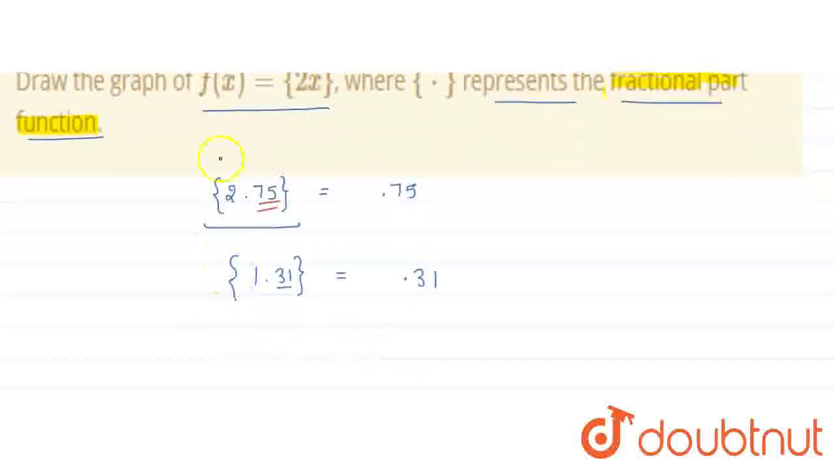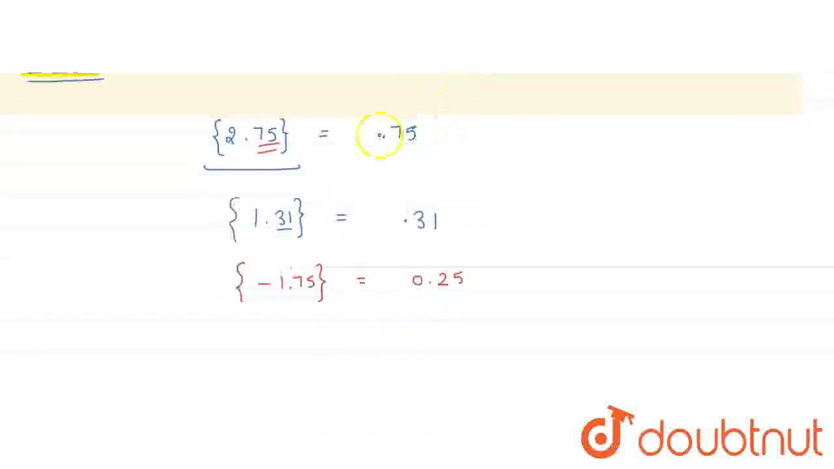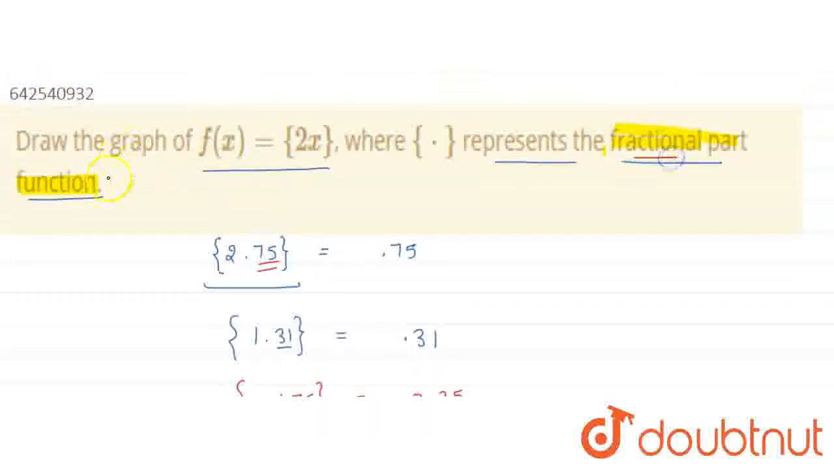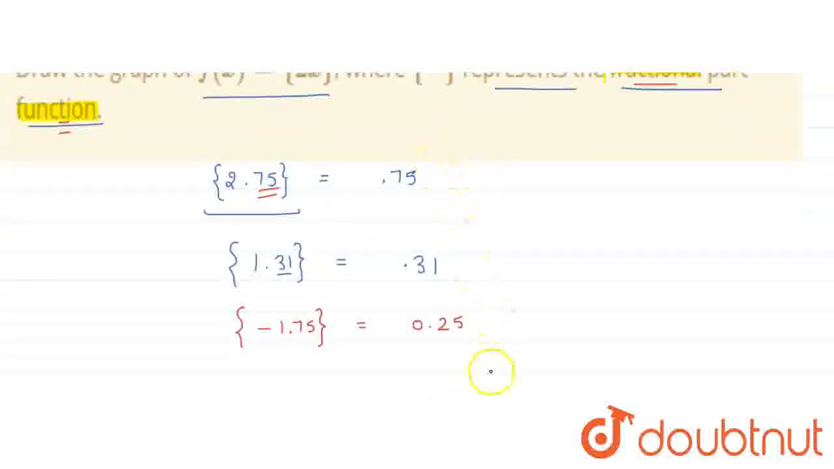Now for the negative numbers. There is a different story for the negative numbers. Let us say the number is minus 1.75. For this number, the answer is 0.25. So you can notice the fractional part function always returns positive and fractional values.